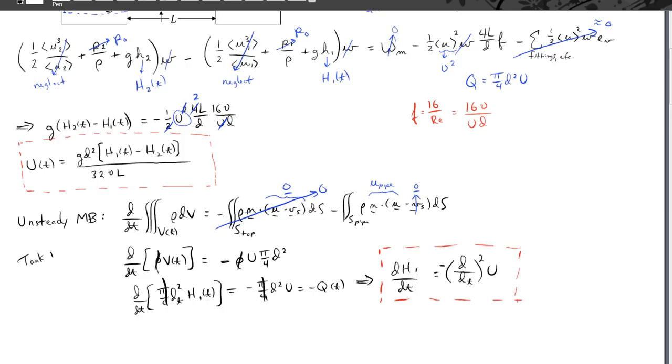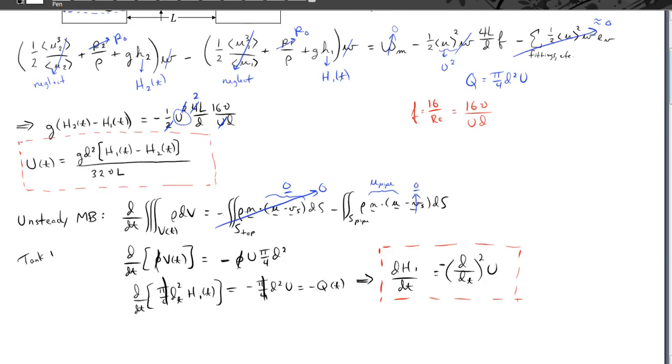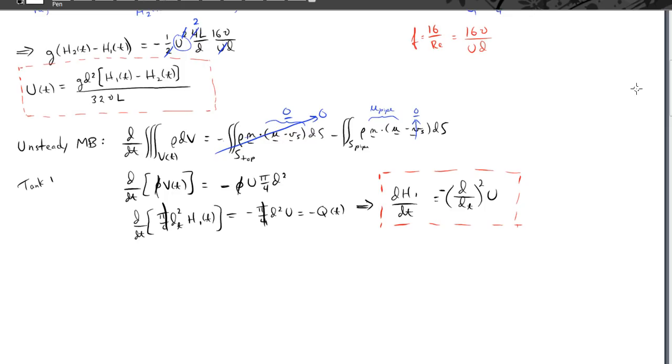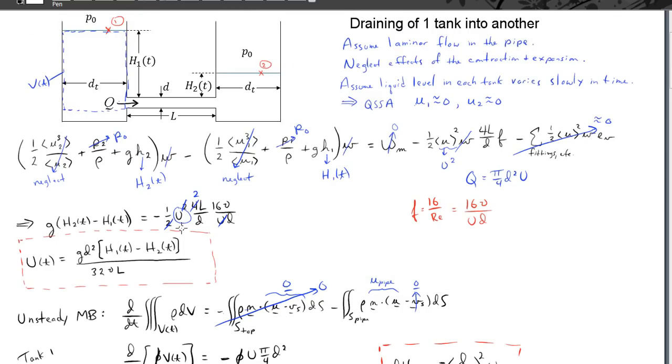And now we can do the same thing for tank 2. We can apply the unsteady mass balance. So for tank 2, what we get is d by dt of V2 of t is equal to plus Q, because now the liquid is flowing out of tank 1, it's flowing into tank 2.